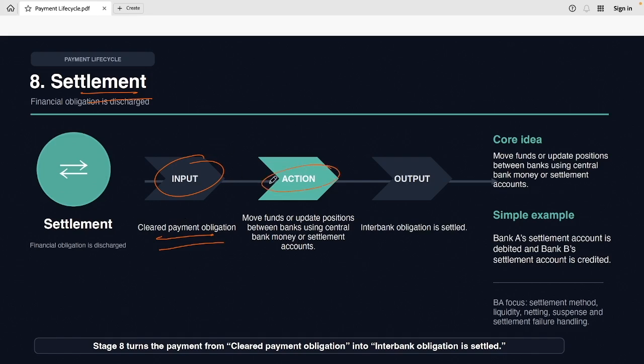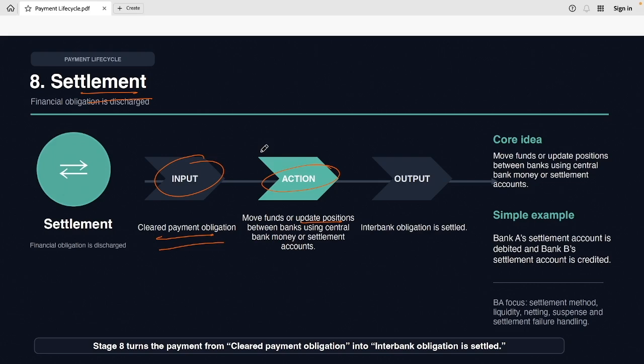What actions are performed? Funds are moved or settlement positions are updated using central bank accounts, correspondent bank accounts, designated settlement accounts, clearing system settlement arrangements, and so on. Let me just give you an example. Suppose a customer of bank A sends 10,000 to a customer of bank B. So at settlement, bank A's settlement position may be debited and bank B's settlement position may be credited. After that, the obligation between two banks has been settled.